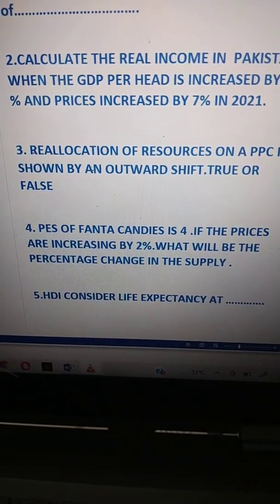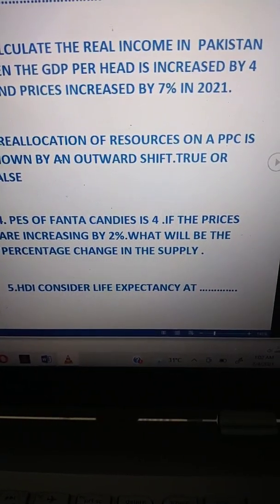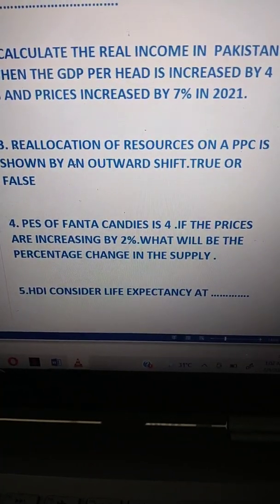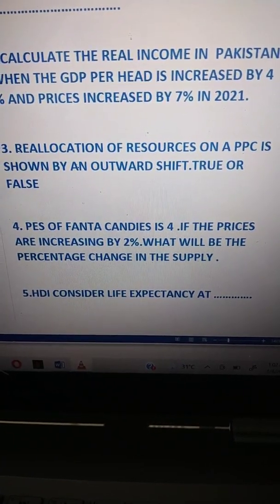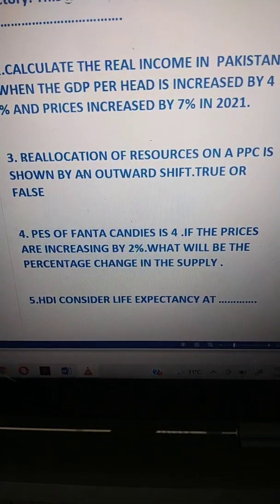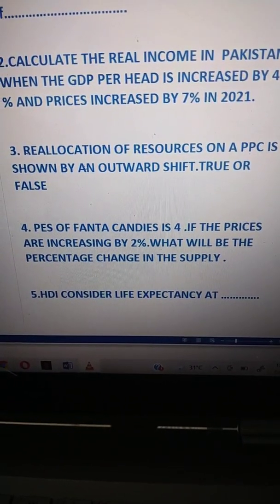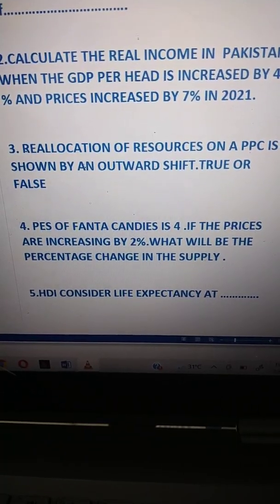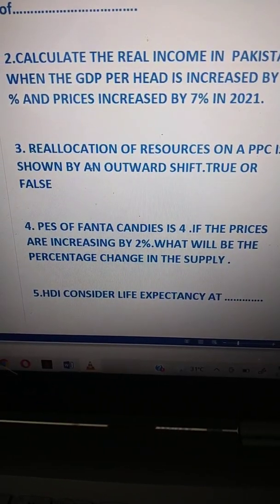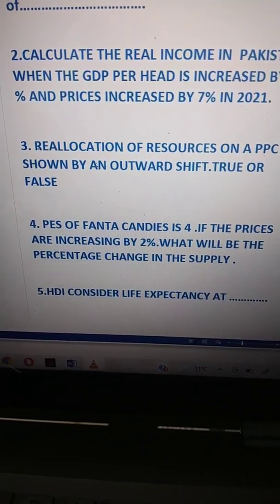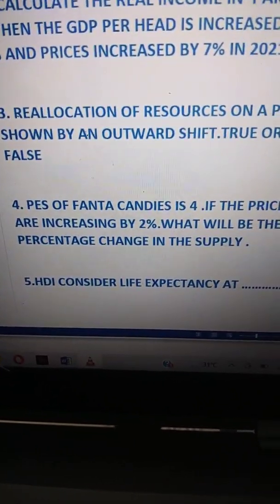Question number 4, the price elasticity of supply of Fanta candies is 4. If the prices are increasing by 2%, what will be the percentage change in the supply? We simply use the formula: PES equals percentage change in supply divided by percentage change in price, which is 2% here. Mathematically, 4 equals x upon 2, and you multiply them, so you'll get 8 as the answer. An 8% change in the supply will be there.